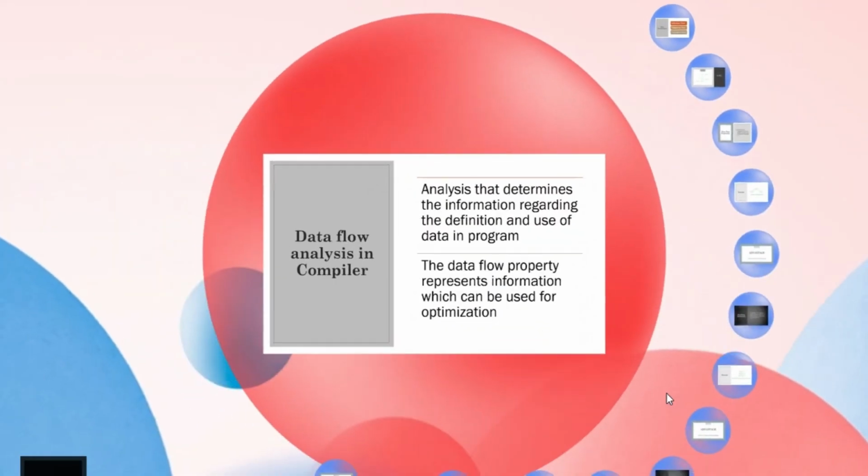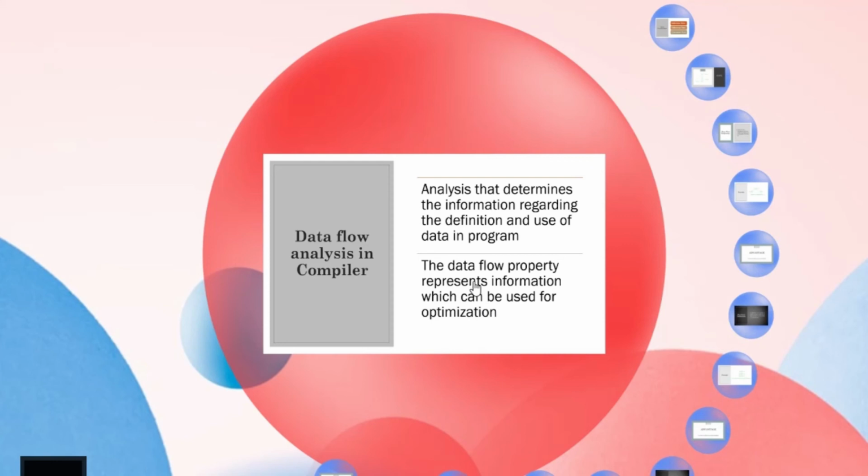Next, let us discuss data flow analysis in compiler. It is the analysis of flow of data in the control flow graph, that is, the analysis that determines the information regarding the definition and use of data in a program. With the help of this analysis, optimization can be done. In general, it's a process in which values are computed using data flow analysis. So the data flow property represents information which can be used for optimization, right?